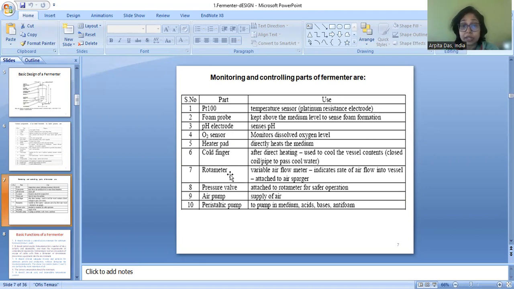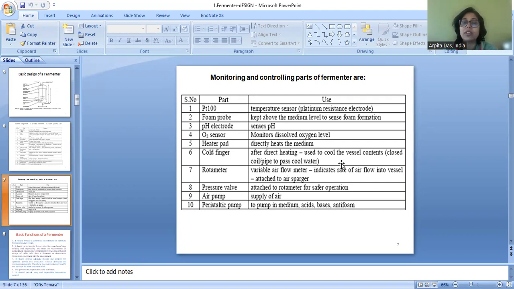Regarding the rotameter, that means what is the airflow inside the bioreactor. Viscosity, what the viscosity of the medium is right now. Everything has to be monitored from the outside. So these are again certain ancillary parts of a bioreactor.